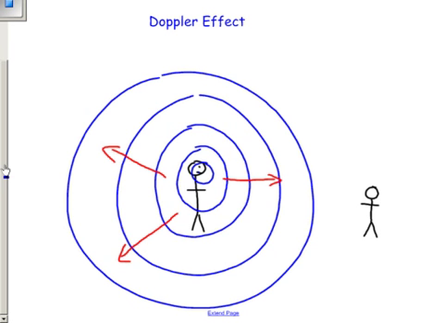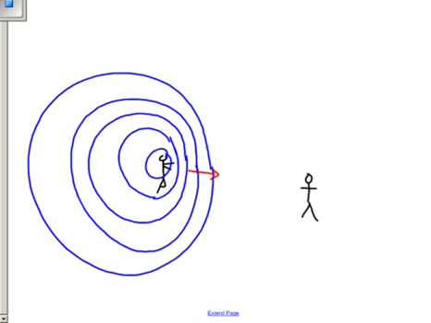Now I'm going to change it a little bit. Now the singing person is going to be running towards the person who's doing the listening. So now check out what happens. The red arrows still represent the waves going out. Let me draw a couple more so we remember they're going in all directions. But look at what happens. The person who's yelling or singing is running towards the other person. So what happens is those waves get squished together just a little bit.